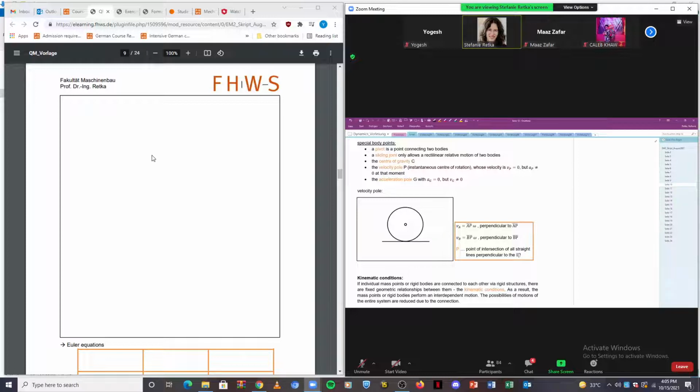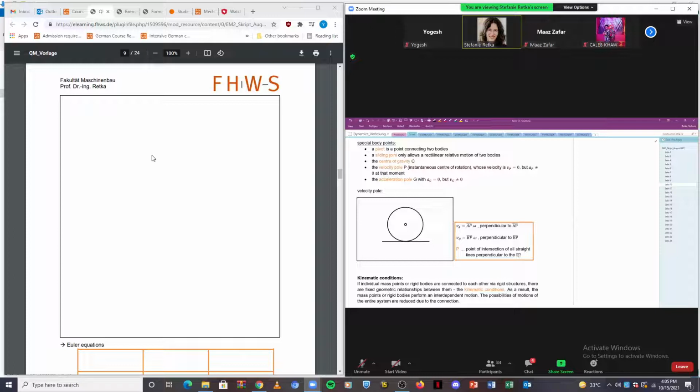The first one is a pivot, which is a point connecting two bodies. This helps if we have several bodies connected to each other. When we describe the motion of this point, it will be identical on both subsystems, on both rigid objects. We'll see that later on in different examples. Then also a sliding joint: on a sliding joint we only have a rectilinear motion, so it's simple to describe the motion here.